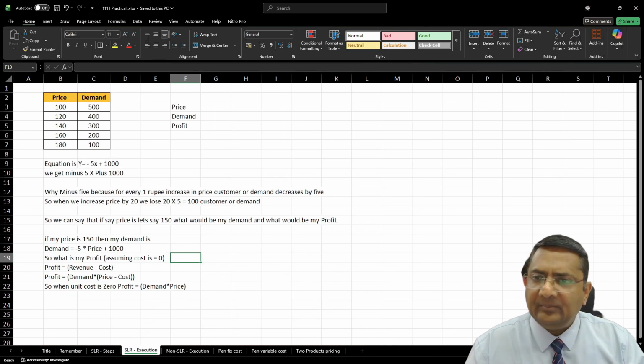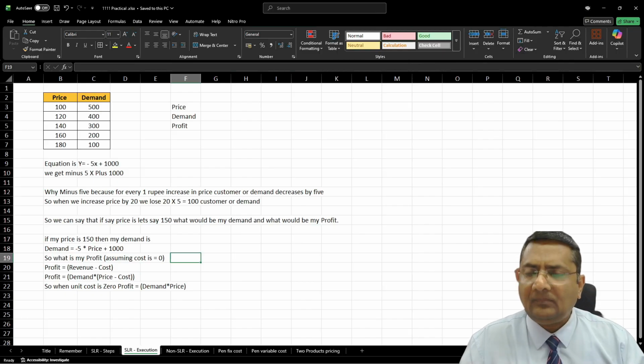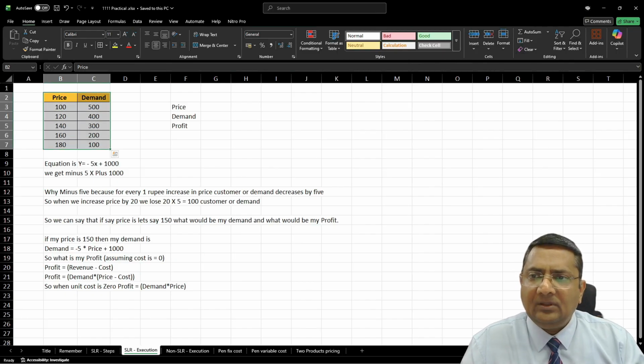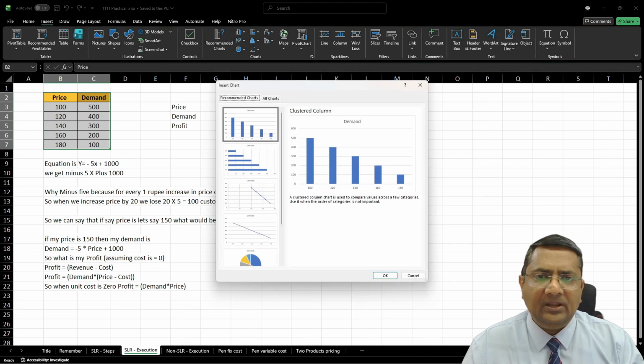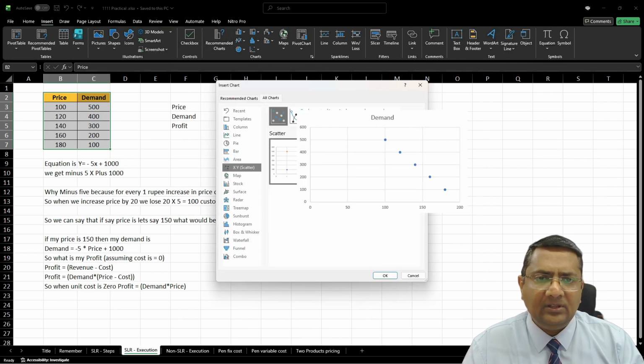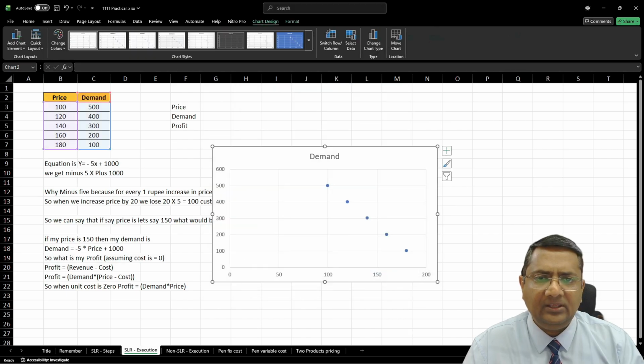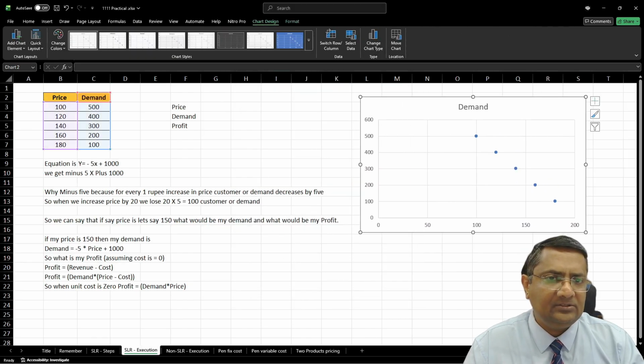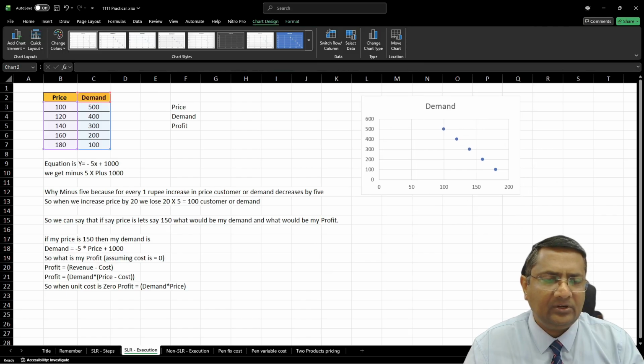First example, this is our data. When the price is 100, demand is 500. Likewise, as price is increasing, demand is decreasing. So what is the first step? Let's find the relationship between price and demand. To do that, we will first draw the chart. How? Insert charts, and here we will use an XY scatter plot. Just click on demand. Here we got this chart. Very easy, simple, no rocket science.